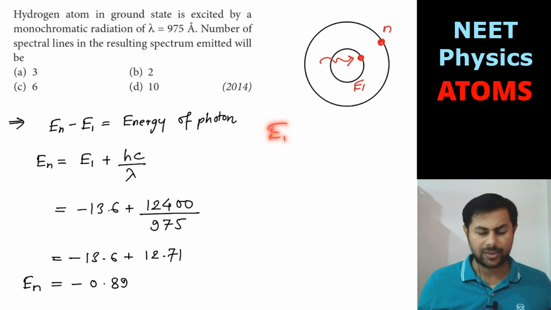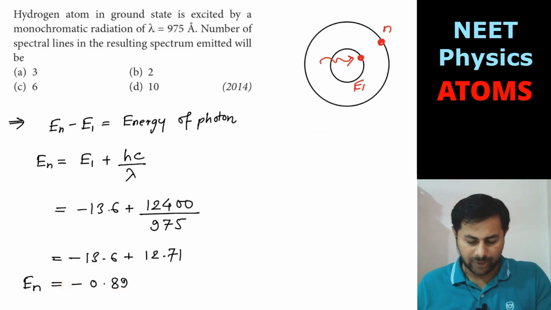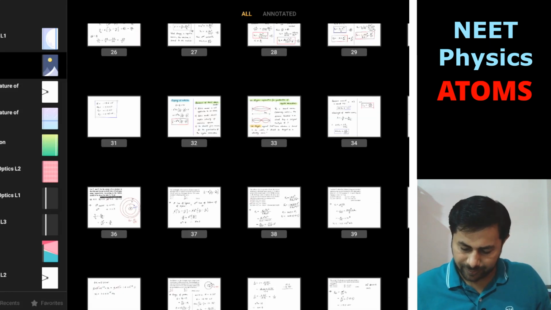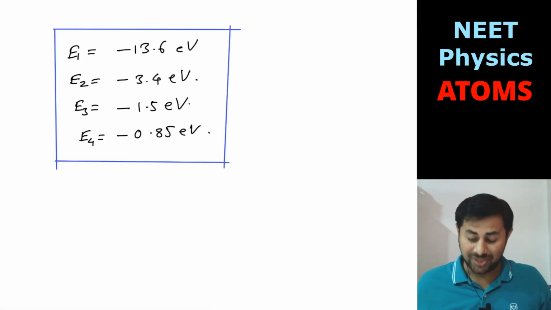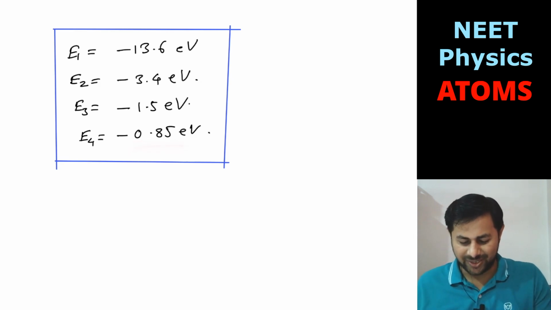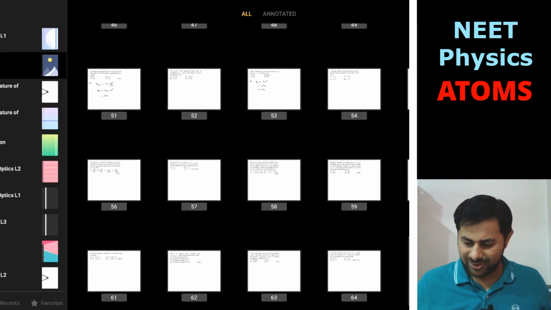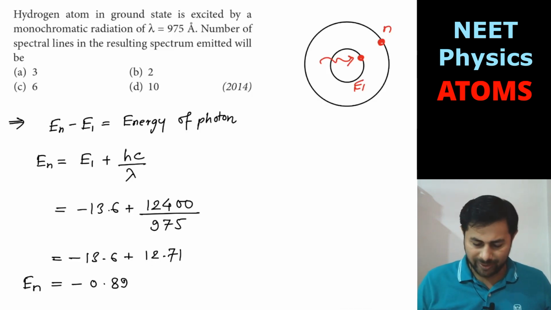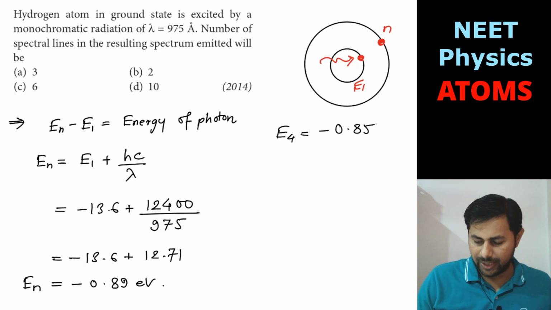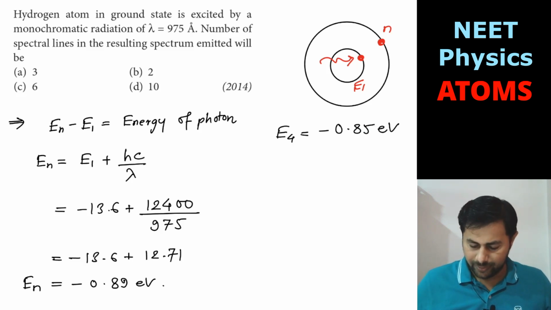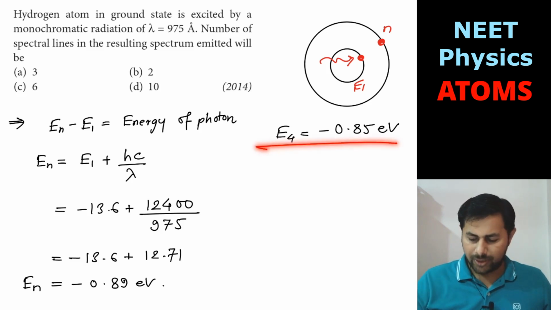E1 is minus 13.6, E2 is equal to what? Minus 3.4, E3 is equal to minus 1.5, and E4 is equal to minus 0.85, sorry, not 0.89, it's minus 0.85. So this would be the fourth orbit, because the energy of the fourth orbit is minus 0.85 electron volts. Now it goes to the fourth orbit.